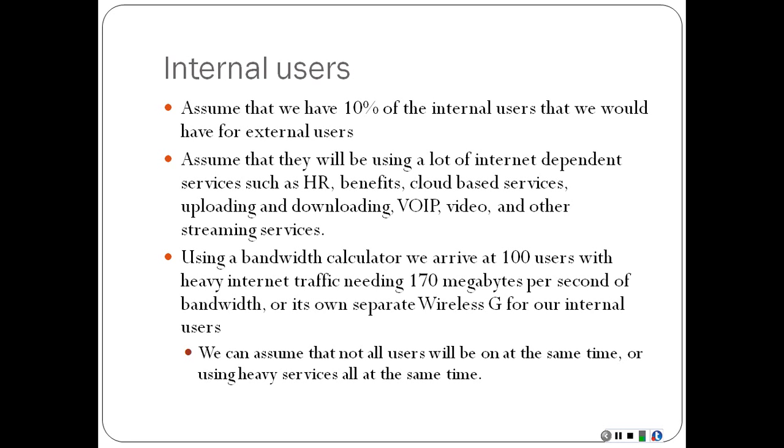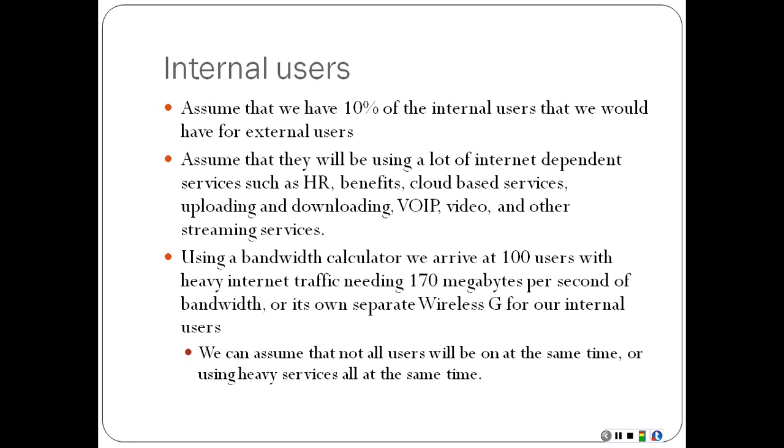So we're going to assume that our internal users are all going to be heavy bandwidth users. So for those 100 users, we're going to come out to 170 megabits per second as high. So its own wireless G network, and you know that some people are home all day, some people are in the office only occasionally. We all go to lunch, and you can actually watch bandwidth spike in the morning when everybody logs in, then it kind of tapers off and goes to lunch, and it kind of flatlines, and it spikes when everybody comes back in from lunch and kind of tapers off to the end of the day.